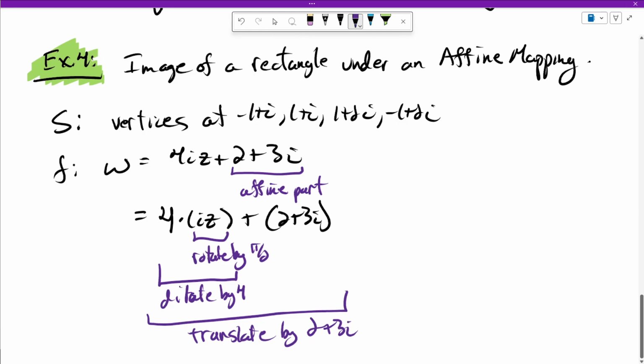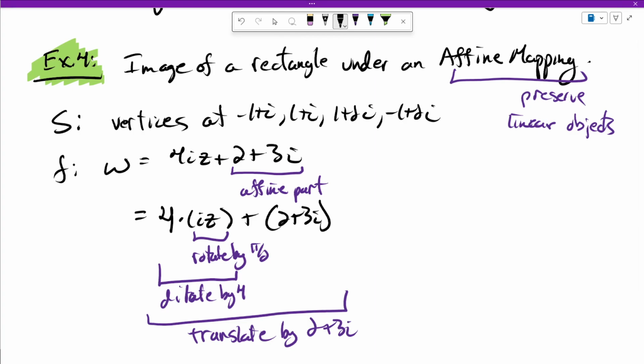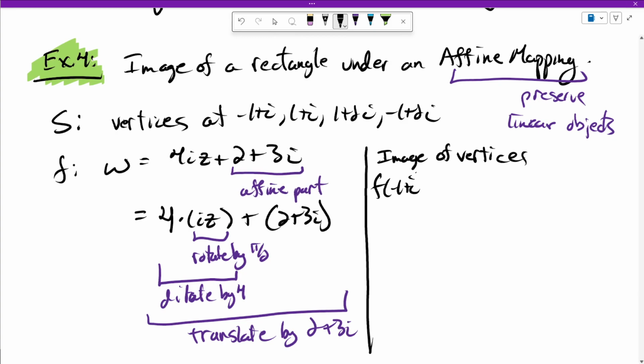So, like when we did the square example previously, affine mappings preserve linear objects. So if we wanted to figure out where the square goes, or another type of linear object, it doesn't have to be a square, we just need to figure out where the vertices go. So let's, so I don't have to scroll down, let me put here, let's look at the image of the vertices. So we're going to look at -1 plus i first. All right, so I'll do this one in detail, and then we'll just write down what the answers are.